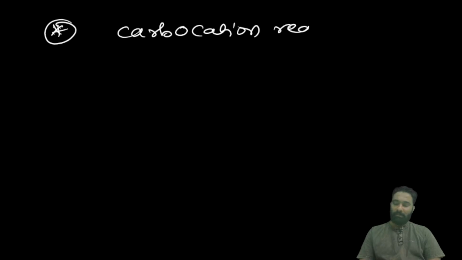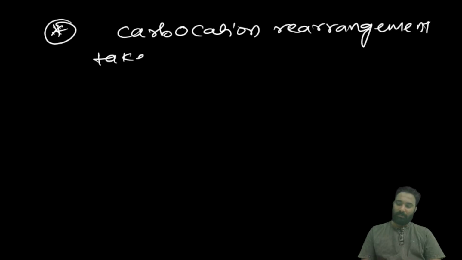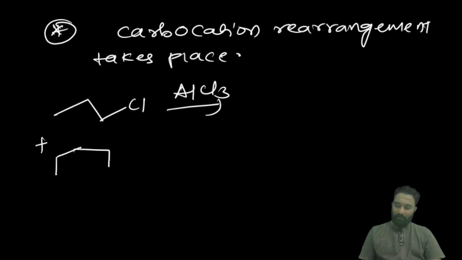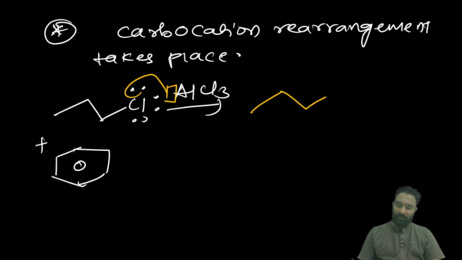The key point in this Friedel-Crafts alkylation is that carbocation rearrangement takes place. If carbocation rearrangement takes place, here the first one is a chloride. Then in the presence of AlCl3, if they have given benzene and AlCl3, now this Cl will be given to the AlCl3. Then the electrophile will be generated here.